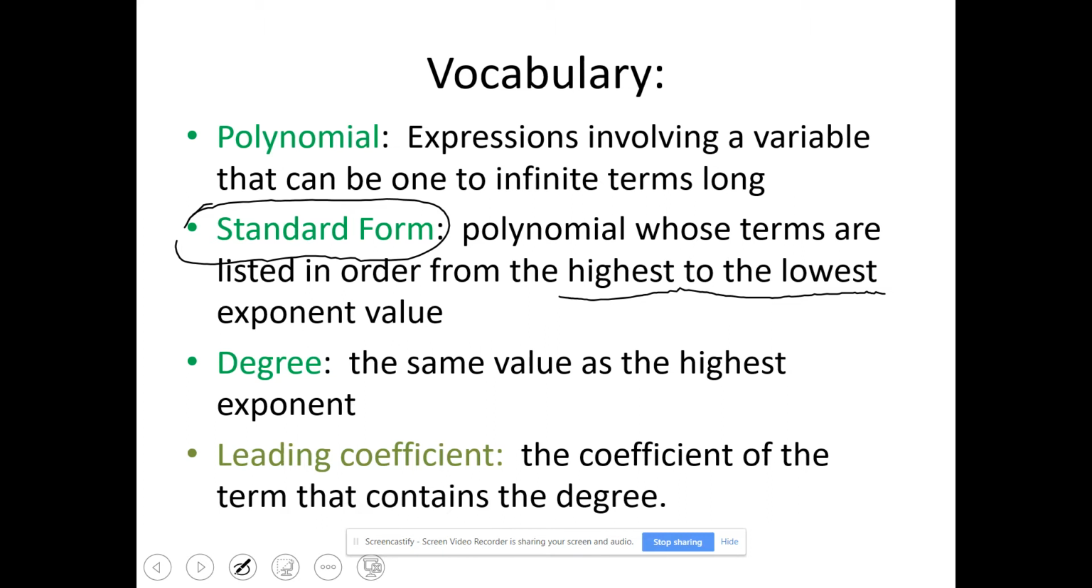The degree. The degree is the same value as the highest exponent. So for example, if our highest exponent was x to the fifth, then this is a fifth degree polynomial. The leading coefficient. The leading coefficient is the number in front of that term that contains the degree.